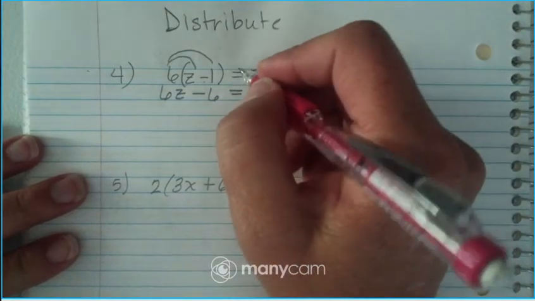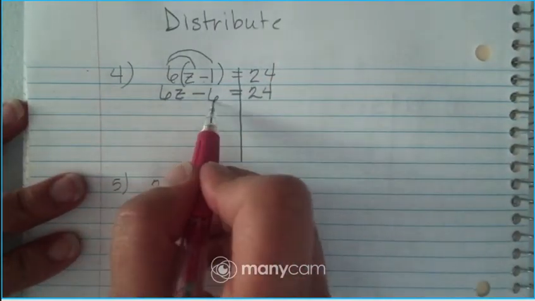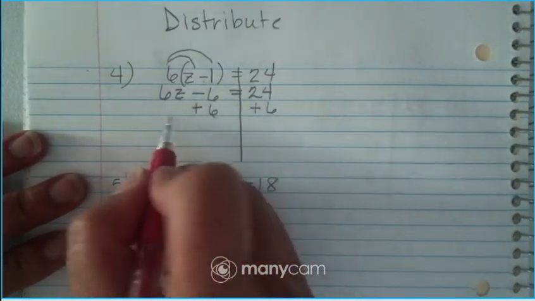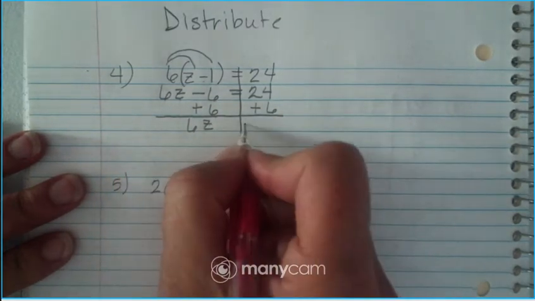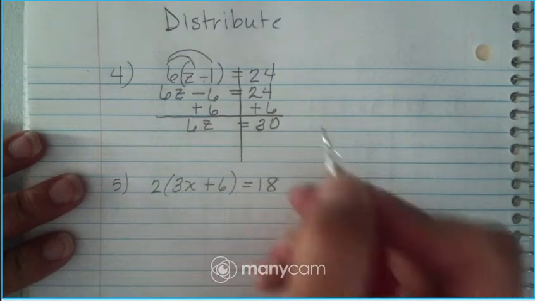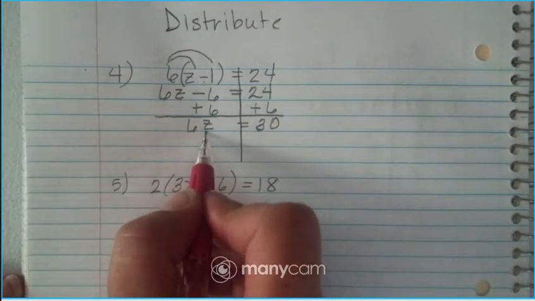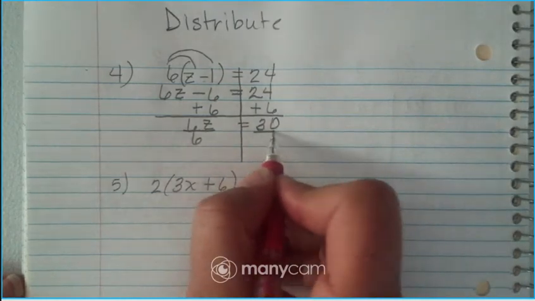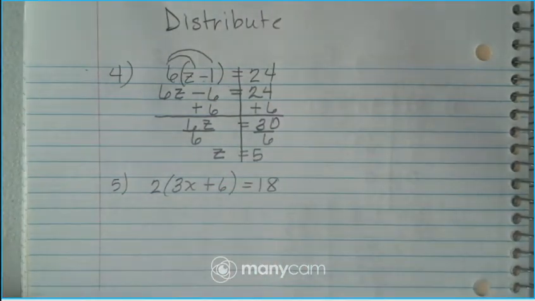So now we can start solving just like normal. I need to get everything away from the Z, so I'm going to get rid of my negative 6 with the positive 6 to both sides. And again, I need to get everything away from Z. I've multiplied by 6, so we divide by 6. So Z is left equaling positive 5.